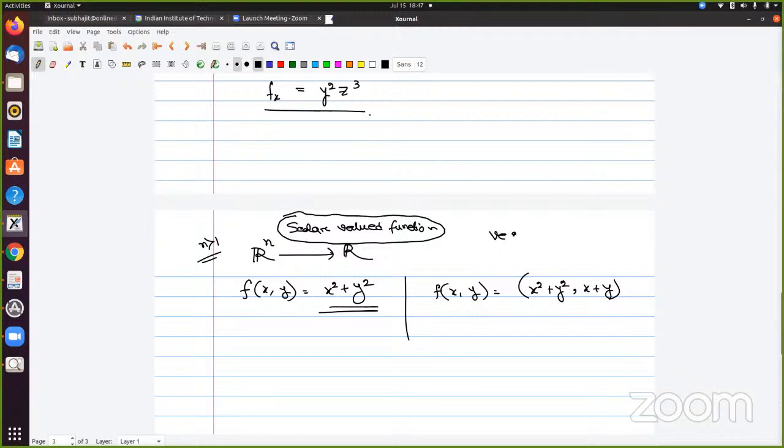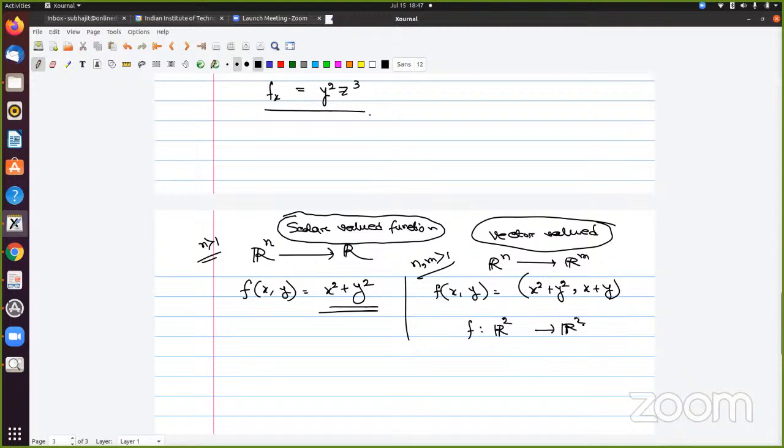And what is vector valued? It is R^n to R^m, and both n and m should be greater than 1, right? This is a vector valued function because here we are getting a vector, not a scalar, a tuple. Should n and m not be equal? It can be equal. In this example, n and m are equal, no? R2 to R2 can happen. It is a vector valued function, got it.